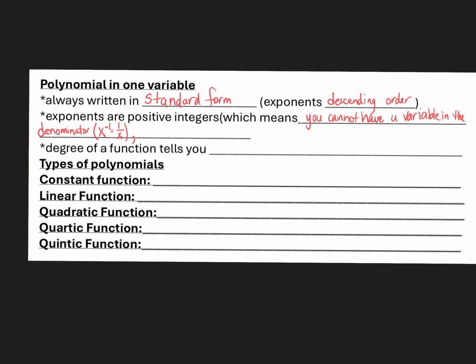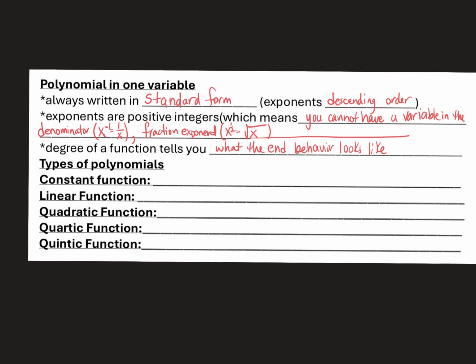You cannot have a fraction exponent, like this. That means you have the square root of x. You'll often hear that said as you can't have a variable under a radical to be a polynomial in one variable. I think that's all the stipulations. If we have more, we'll add more later on, but that's all for now. And then the degree of a function actually tells you what the end behavior looks like. You would need the leading coefficient to exactly name that end behavior.